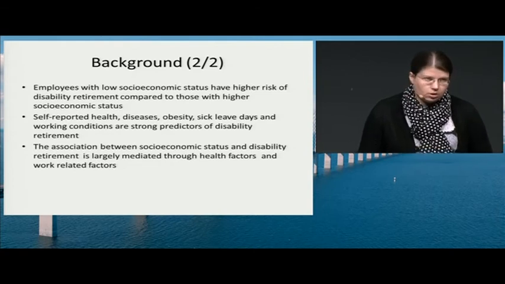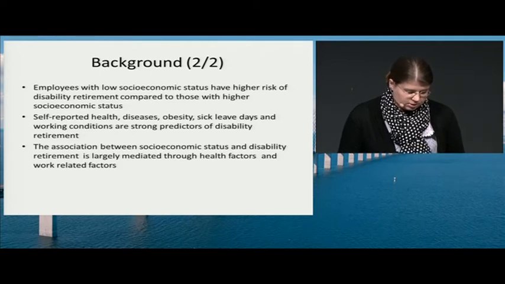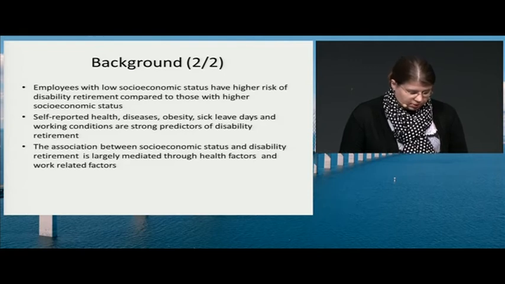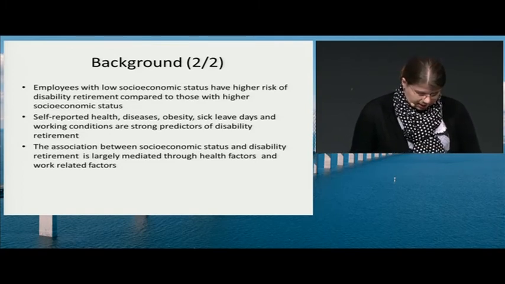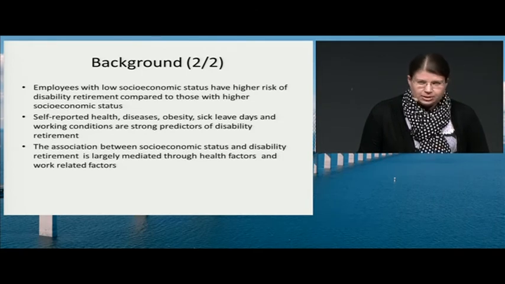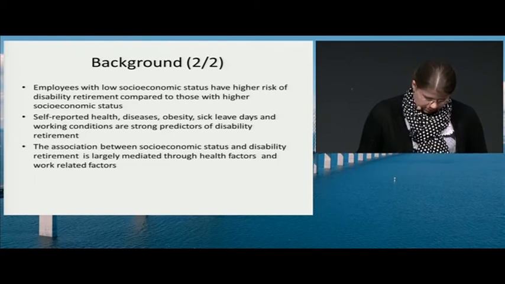We know that employees with low socioeconomic status have a higher risk of disability retirement compared to those with higher socioeconomic status. Self-reported health, diseases, obesity, sick leave days, and working conditions are strong predictors of disability retirement. New studies have found that the association between socioeconomic status and disability retirement is largely mediated through health factors and work-related factors. A recent study from Finland and Norway discusses how health factors, health behavior, and working conditions mediate the socioeconomic differences in disability retirement. The association between social class and disability retirement has also been found to be weaker in mental disorders than in musculoskeletal diseases.